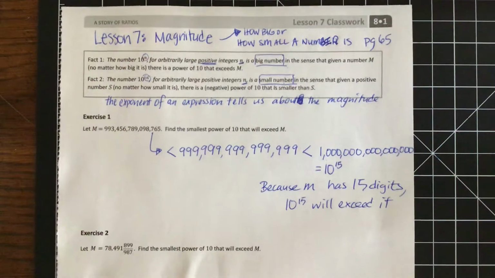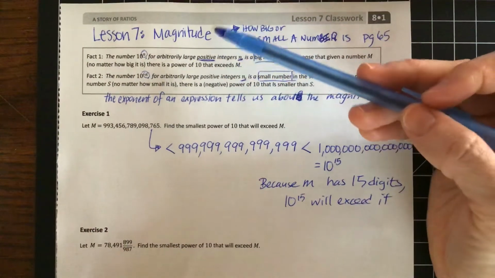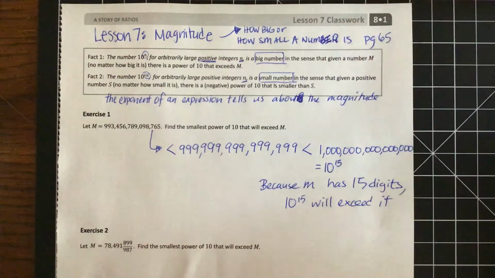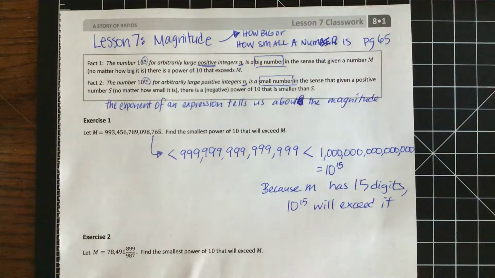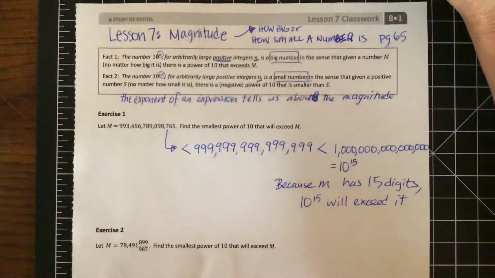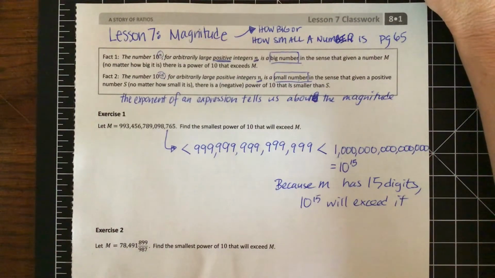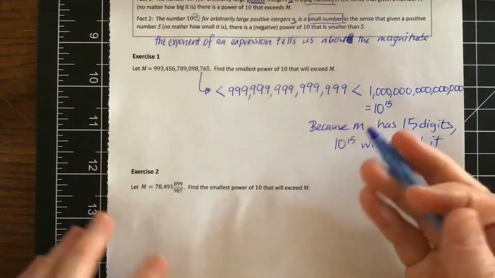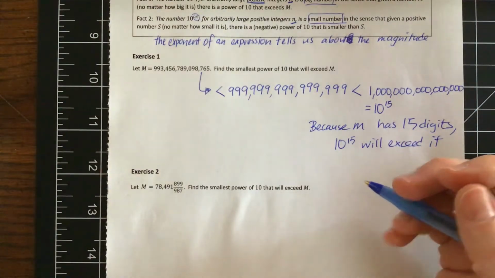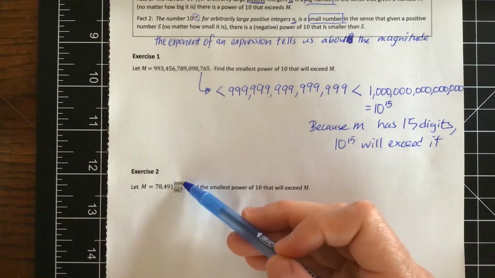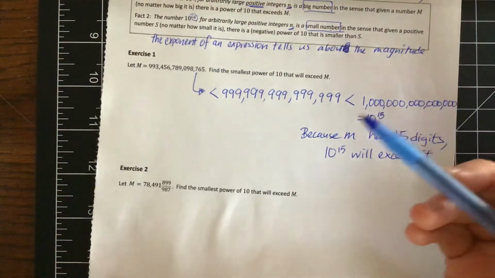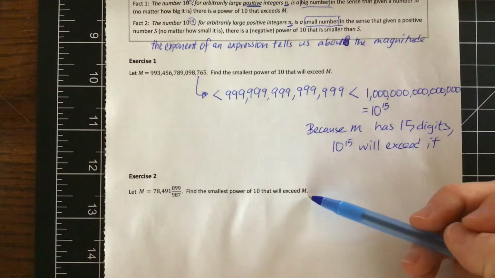All right, so exercise 2, and this is kind of an exploratory intro lesson, just talking about big and small numbers. Okay, so we are given exercise 2, and we have a mixed number here. We have 78,491 and 899 over 987ths, right? And we're trying to find the smallest power of 10 that will exceed m.